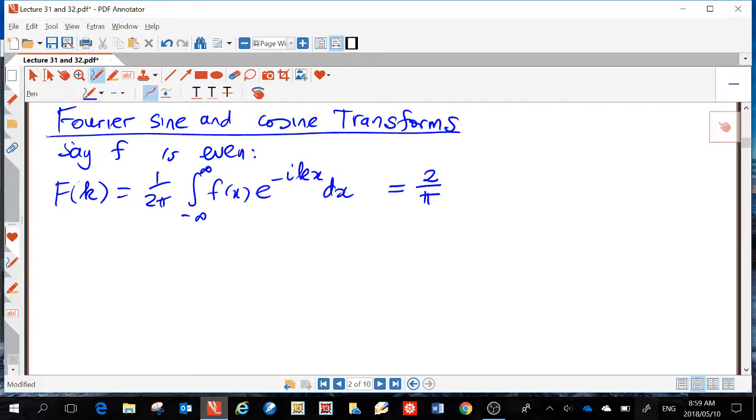Let me just write this as, I'm confused which notation to use. Should have sorted the notation out. 1 over pi, it's actually 2 over pi. Integral from 0 to infinity, f of x cos kx dx.